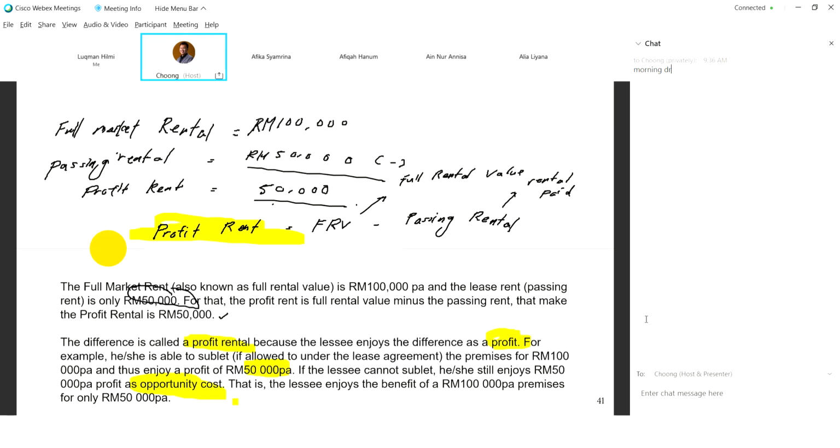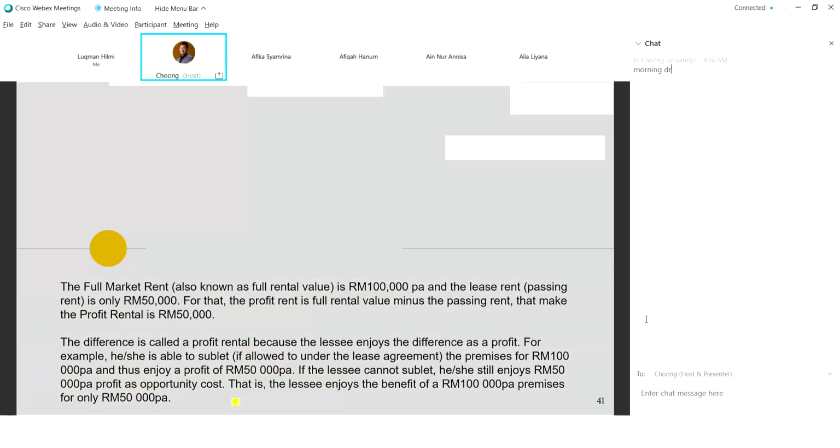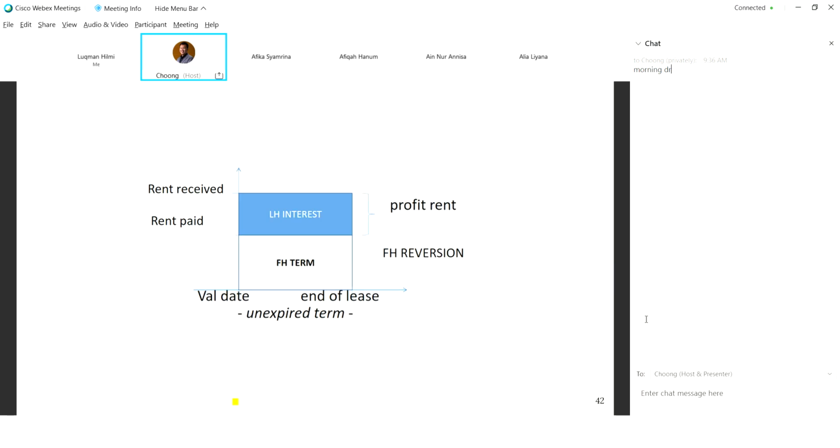So it actually is still making a profit based on the rent. But yeah, this specific scenario hanya berlaku lah di mana? Dia adalah berlaku di dalam property yang mana ada tenant, subtenant dan sebagainya. So this is another way to present the idea of how the profit rent could happen. So let's look, first of all, at the valuation date and also the end of the lease as well.